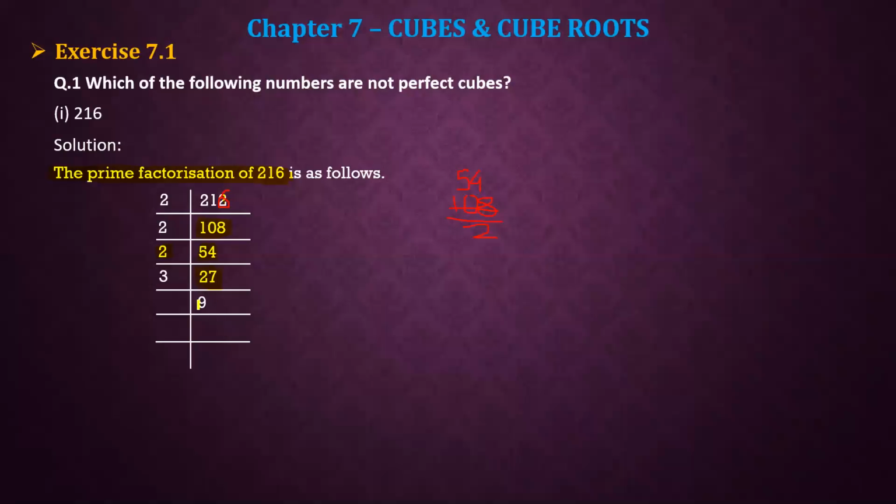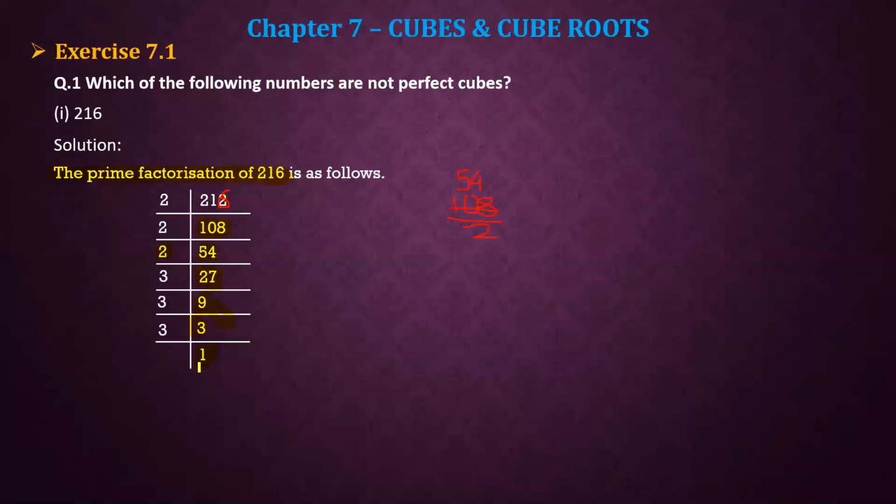Again 9 is an odd number, and again it is divisible by 3. So we have to divide it by 3. 3 3s are 9. That means the quotient is 3, again an odd number, and 3 divided by 3 is going to be 1. So here we have to continue the prime factorization until the remainder is 1.